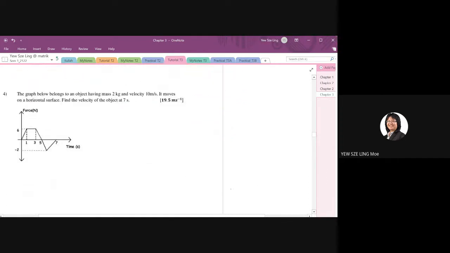For question 4, you have a negative impulse. So remember to put a negative sign in your impulse. Positive J, negative J. So you solve it by yourself. If you have any questions, you ask on Friday.